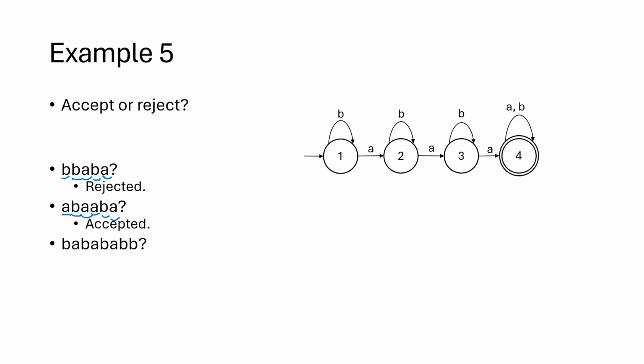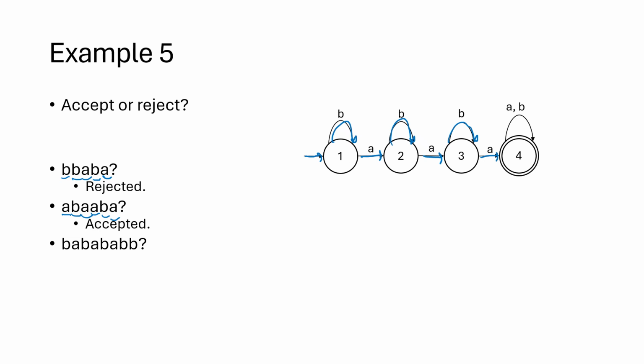Same machine, the input is BA, BA, BA, BB. And let me do this one quickly. So with the first B, we stay at 1. Then with an A, we go to 2. Then with the next symbol, which is a B, we stay at 2. And then we read an A, that takes us to 3. And then we read a B, we stay at 3. And then an A, we move to 4.